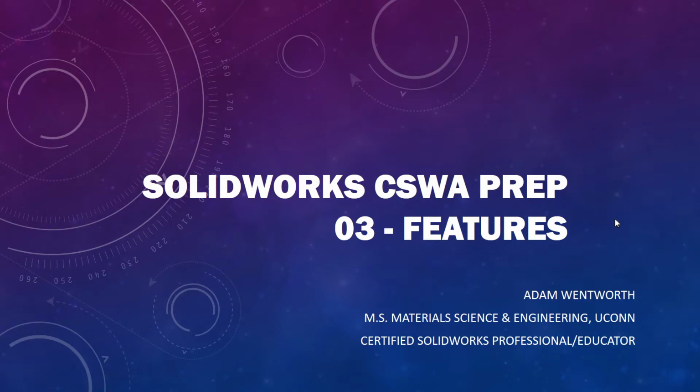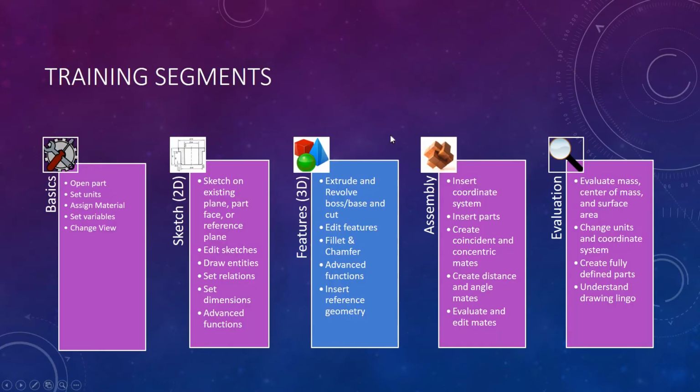Welcome to the third module of the Solidworks Associate Prep. This is a module that is based on the features or three-dimensional functions in Solidworks. In this we're going to be going over some extrude and revolve, boss base, and cut functions, how to edit these features after we create them, fillet and chamfer, and some advanced functions. Also an advanced function of inserting some reference geometries such as an axis or a plane that we can use later on.